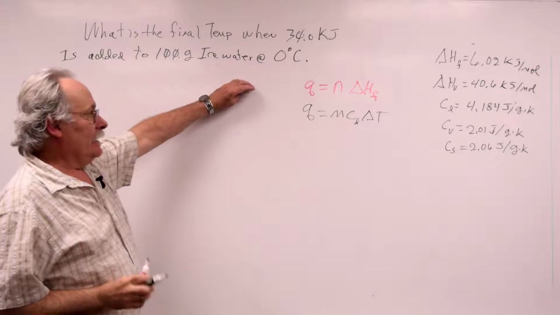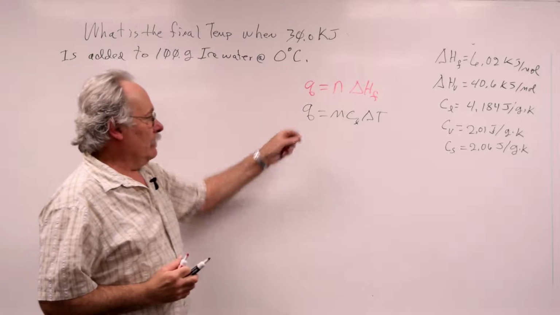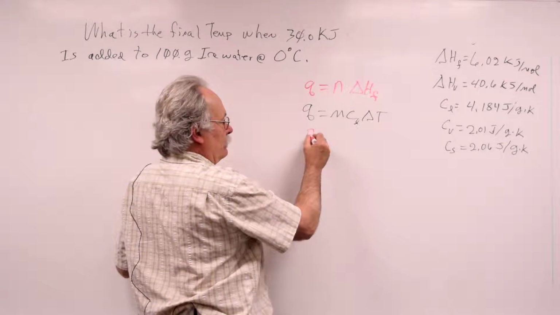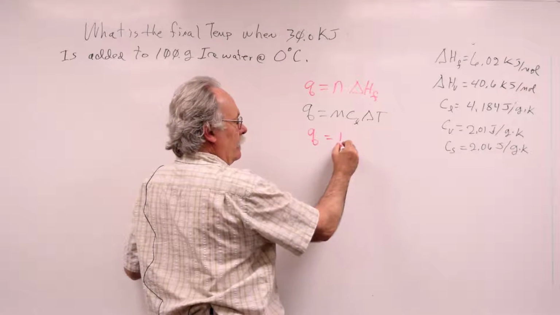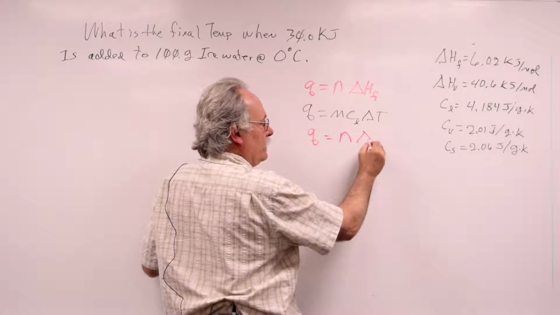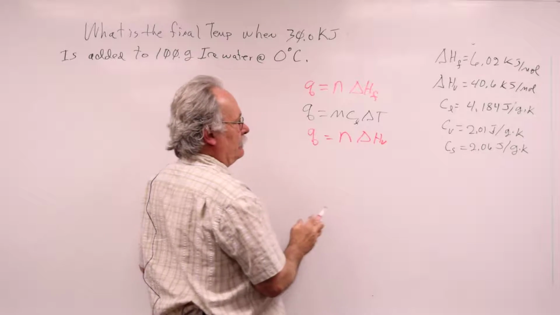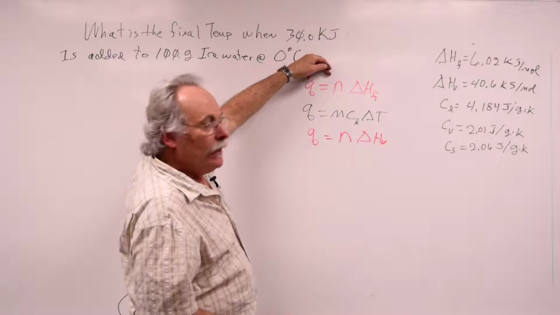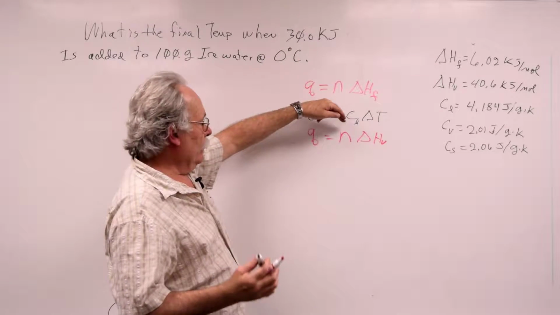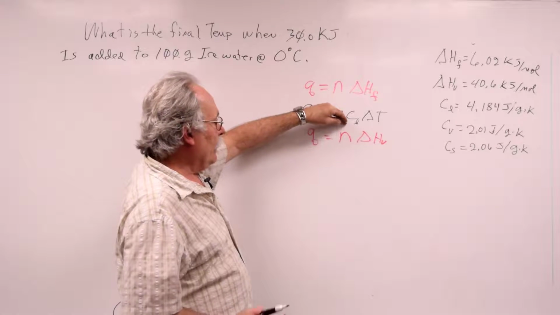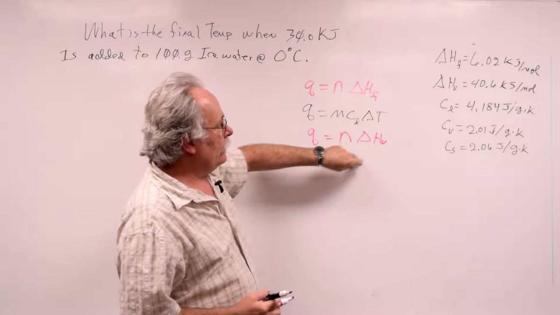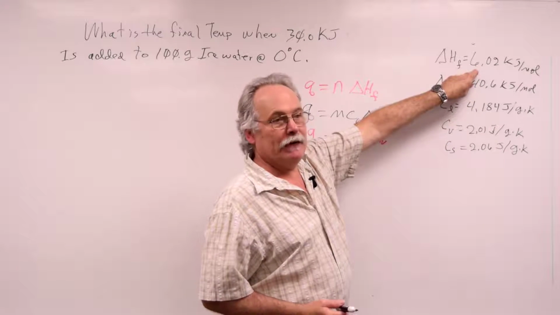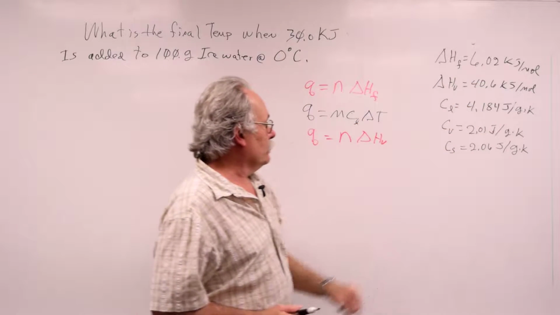Now, if I've added enough energy to raise it to 100 degrees, I could boil the water. Now that would be equal to Q is equal to the number of moles of water times the enthalpy of vaporization. That is, I melted it at 0. That took energy. Then I raised its temperature to 100. That took energy. Then I boiled it. That took energy. And notice it takes a lot more energy to boil it, 40 kilojoules per mole compared to melting it at 6 kilojoules per mole.